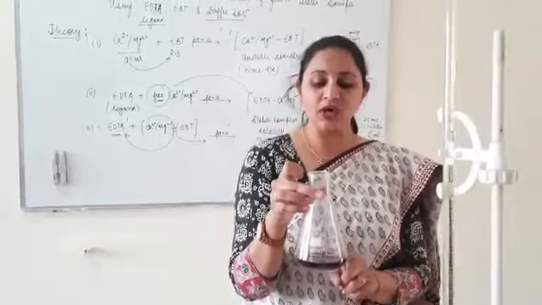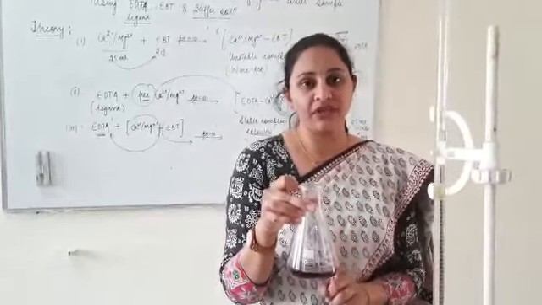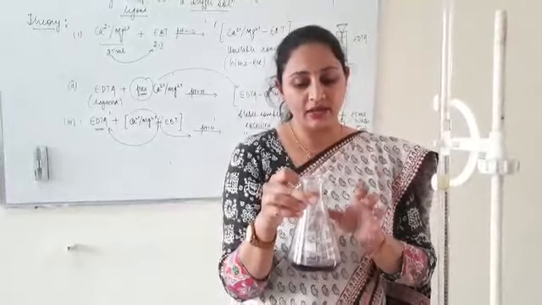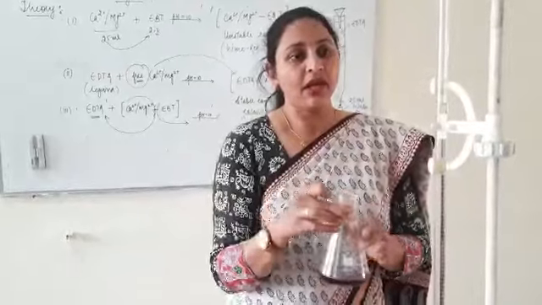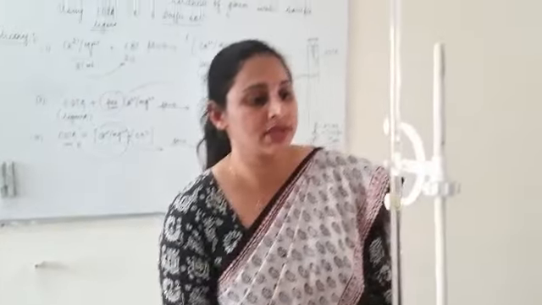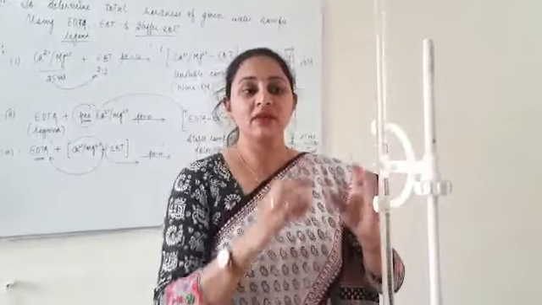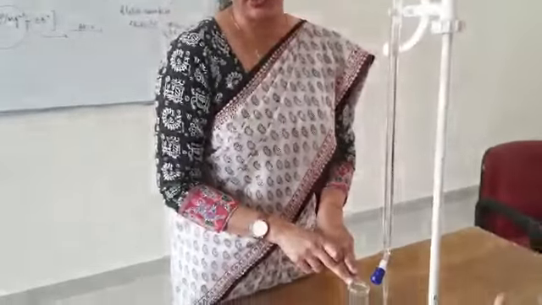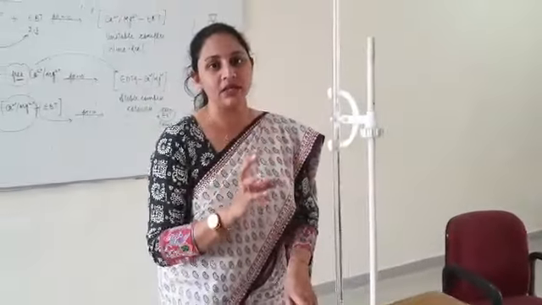What is this blue color indicating? It is indicating that EBT is now free, and all the cations which are present in the flask are now complexed with the EDTA, and the amount of EDTA used is 13.5 ml. This is the volume of EDTA which is consumed in the complex formation. So this will tell us the amount of cations present, that is, the hardness present in the water.